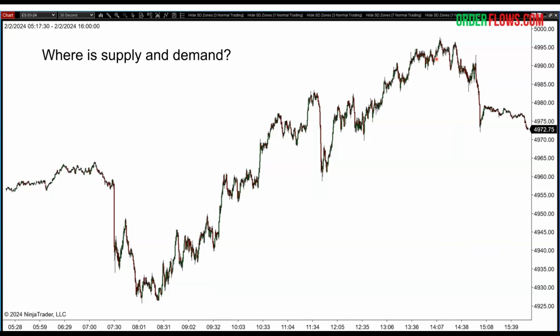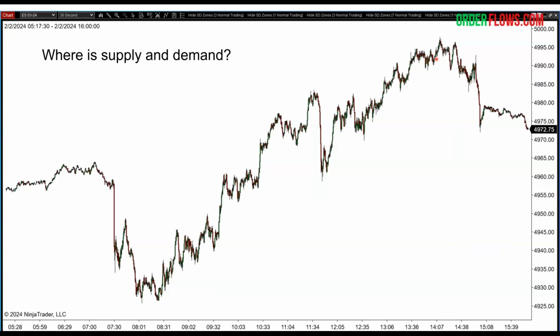Okay, but that's not what this is about. The thing is, all those people have to come to the market. They have to come to the futures market, the CME Group, and trade on the screen. So their transactions will show up on the screen, hence the order flow.